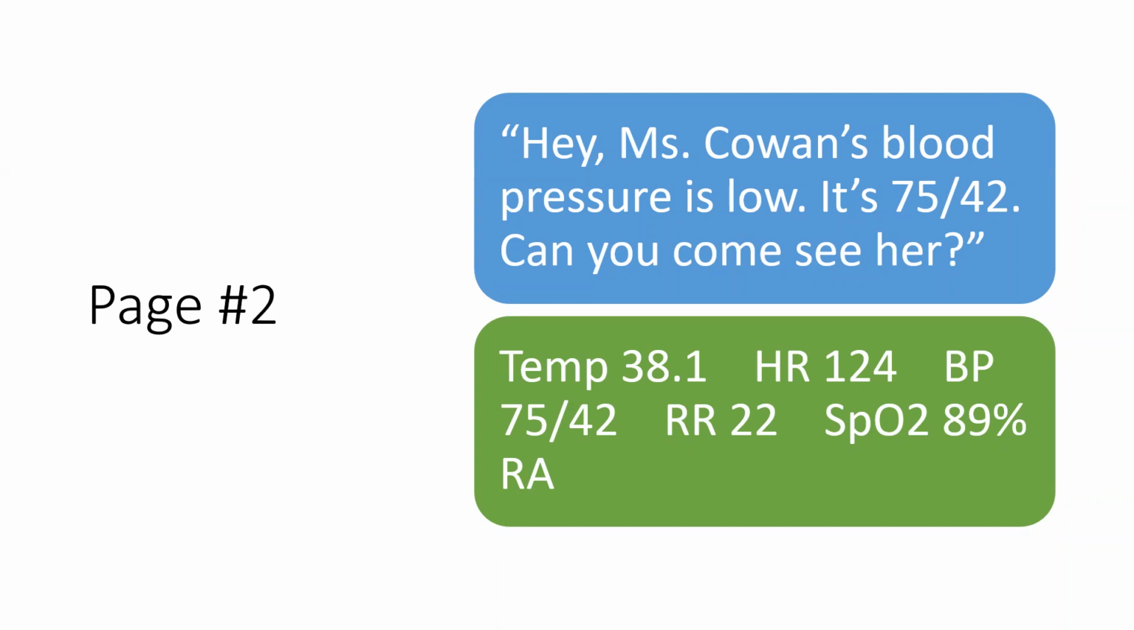Blood pressure 75/42. She'd gotten some fluids when she came in because her blood pressure was low, and it had initially come up to like 115/75, but now it's back to 70s over 40s. Respiratory rate is 22, and SpO2 is 89% on room air. You look down at your paper, and Ms. Cowan came in last night for some fevers, chills, and some flank pain.